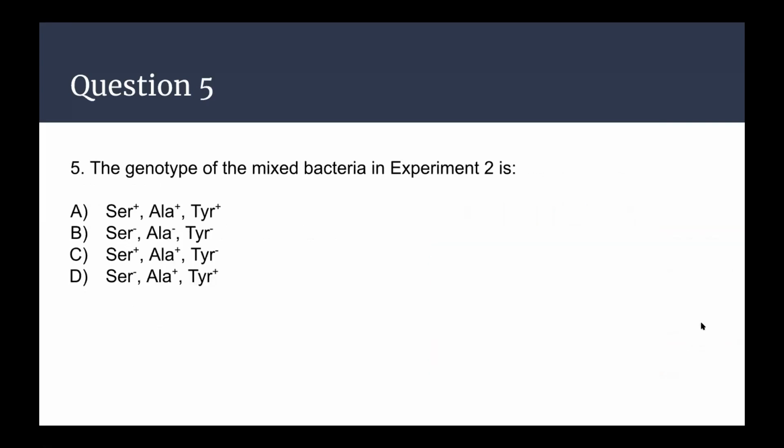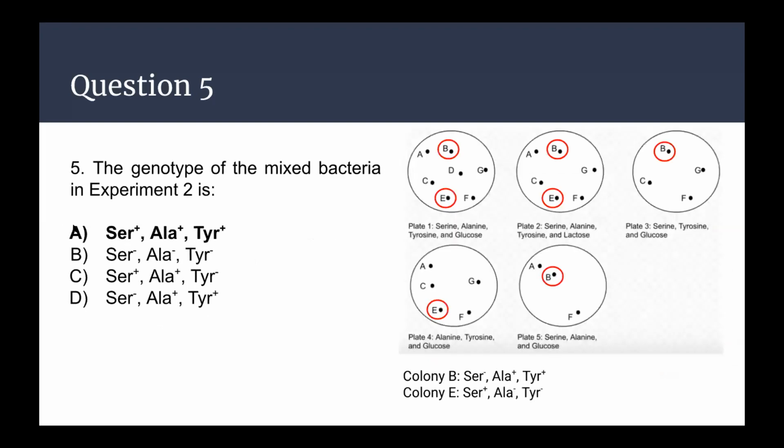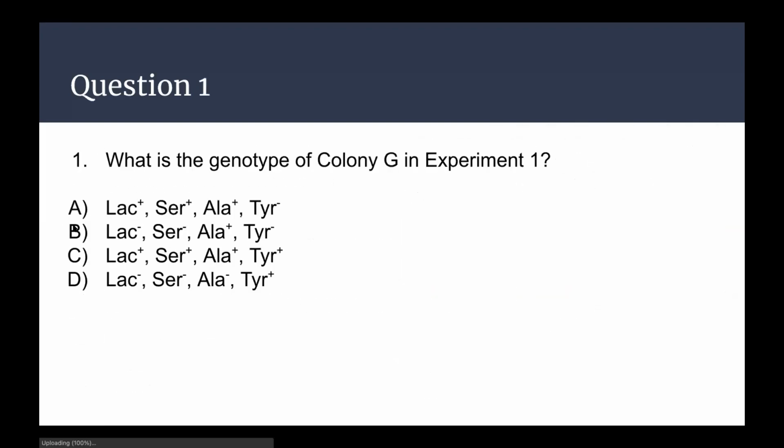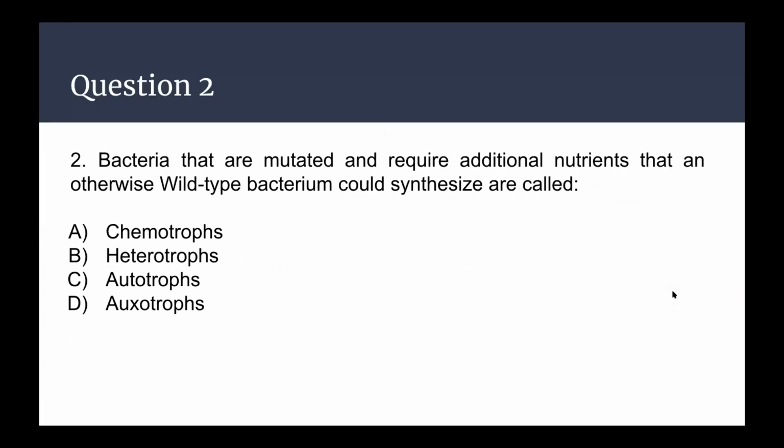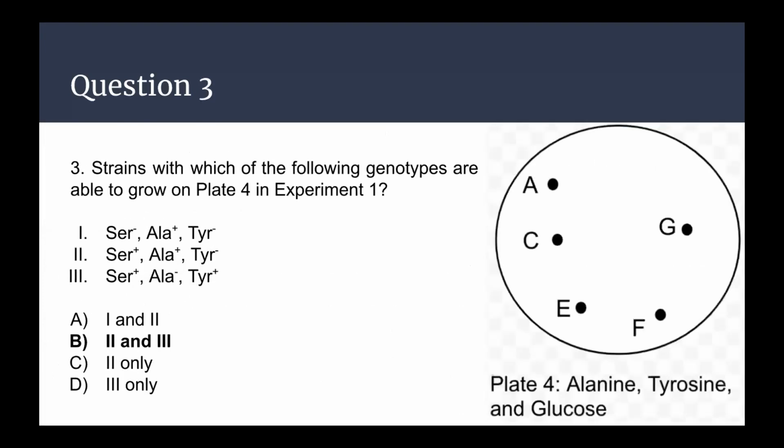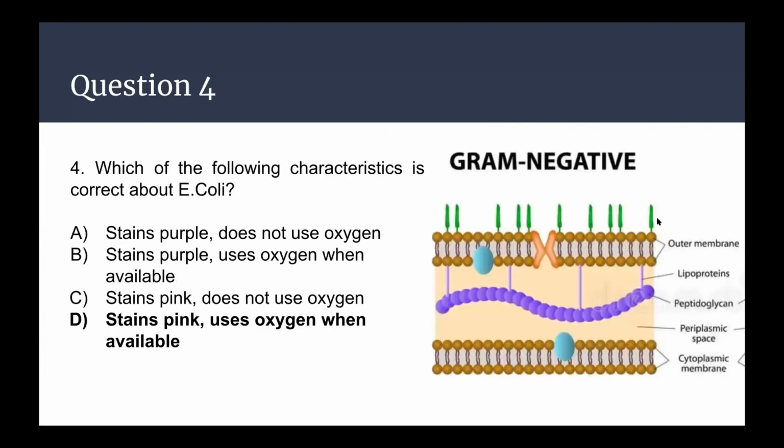So in experiment 2, which part? Wait, do you want me to go back to the passage? Yeah, so here under experiment 1, I wrote E. coli, gram-negative and facultative anaerobic bacteria. No, like you said, that when staining, you use purple dye for this. Can you repeat that? I didn't quite get you.